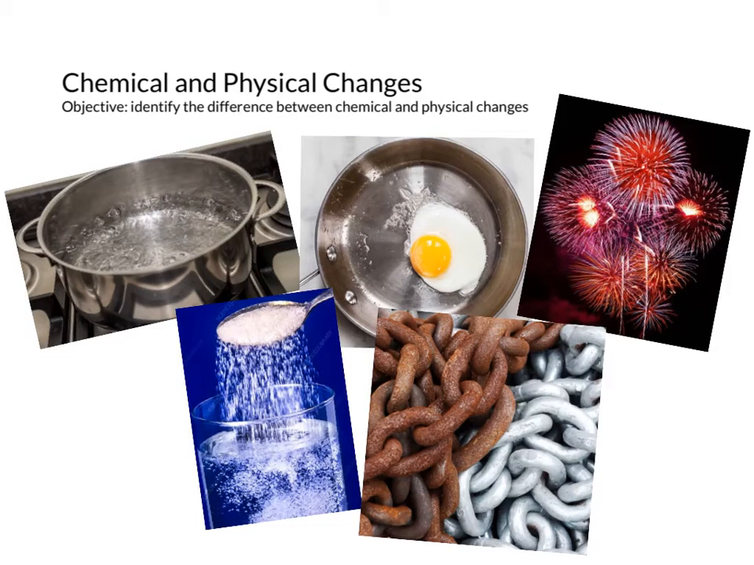This is a short video about chemical and physical changes. Look at the images. We have boiling, frying an egg, fireworks, rusting, and dissolving sugar in water. They're all examples of changes, but some of them are chemical changes and some of them are physical changes. We need to know how to spot the difference.